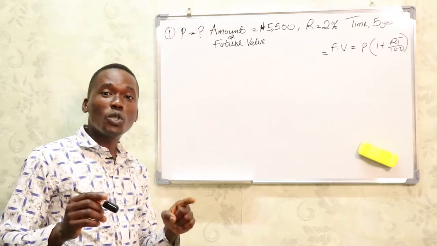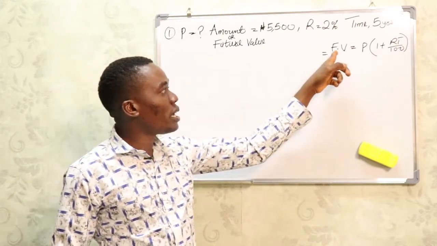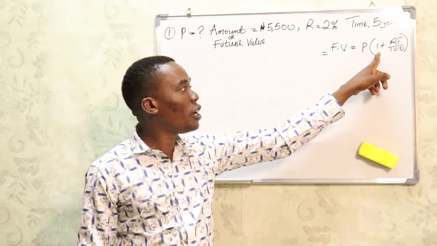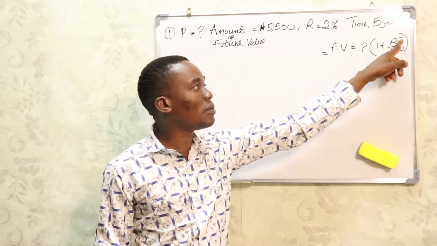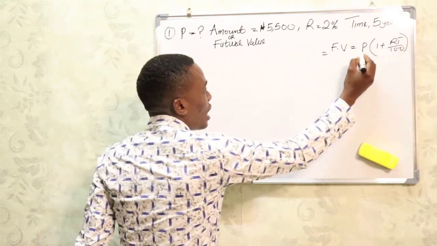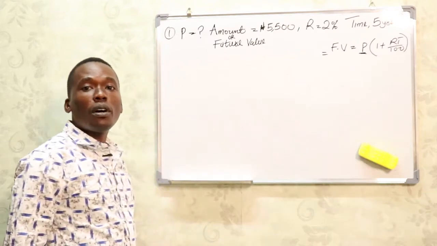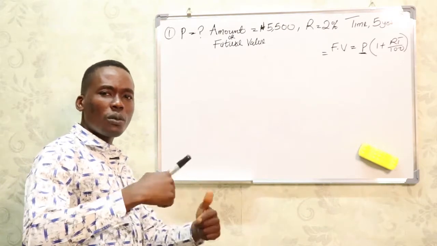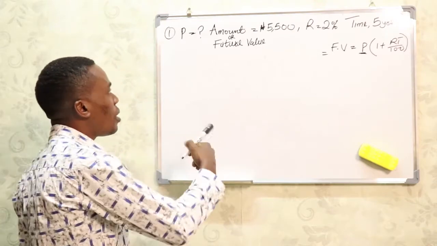Remember, in keynote 2, I told you that the amount or the future value is equal to the principal times bracket 1 plus the rate times the time over 100. Do you note that we are looking for the principal? To find the principal, we have to do some change of subject formula over here. Let's go about it.